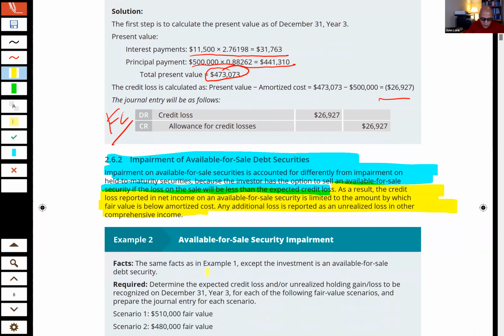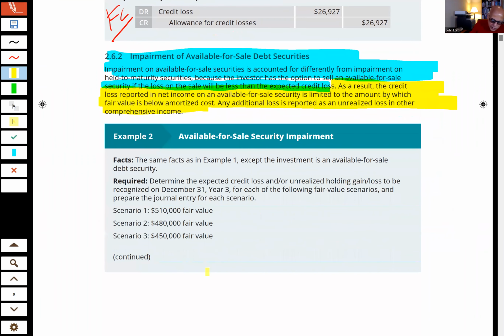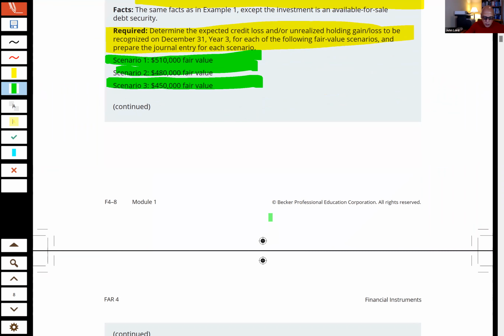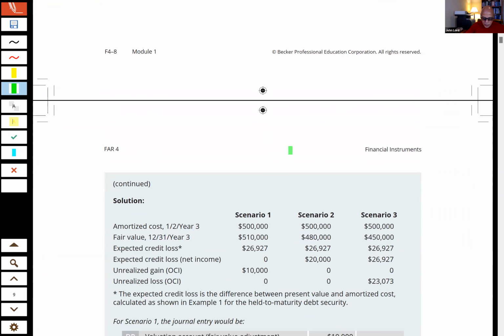Let's look at the example here, guys, and I think you'll see these different scenarios. Same thing that we talked about before, where we're going to look at the present value of that security, its fair value, versus its amortized cost, and see what we should do. Now, in the first case, it's more than the 500,000. In the second scenario, it's less. And in the third scenario, it's even less. So let's take a look at that first scenario first.